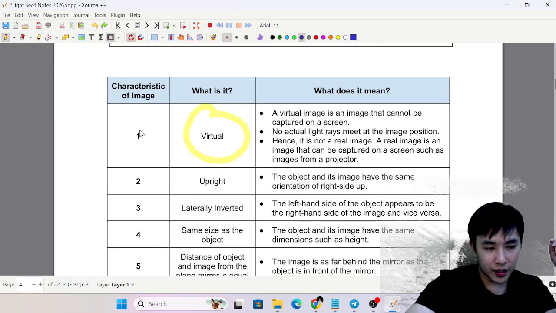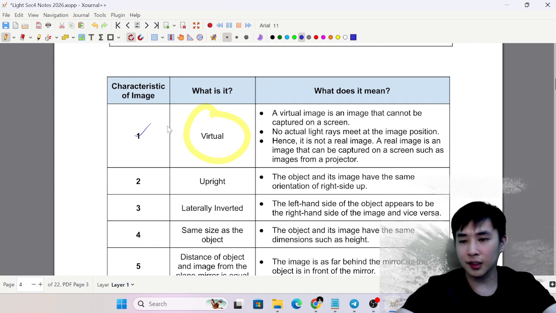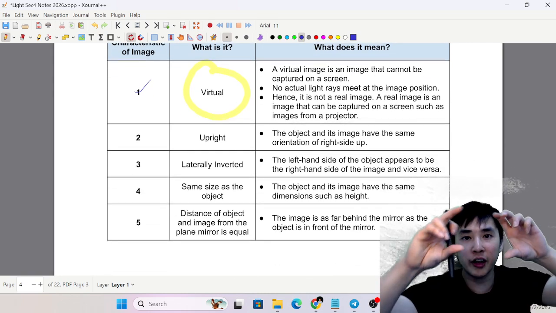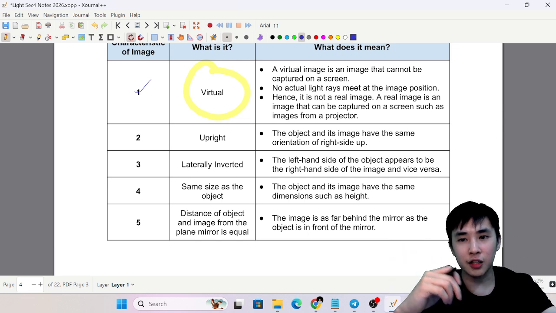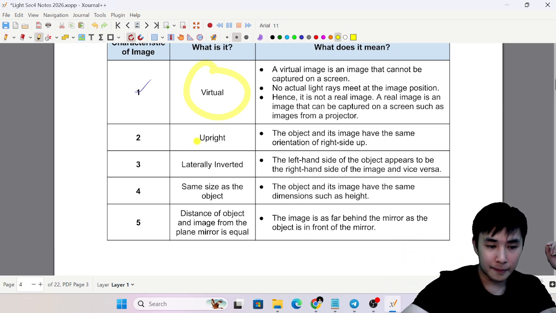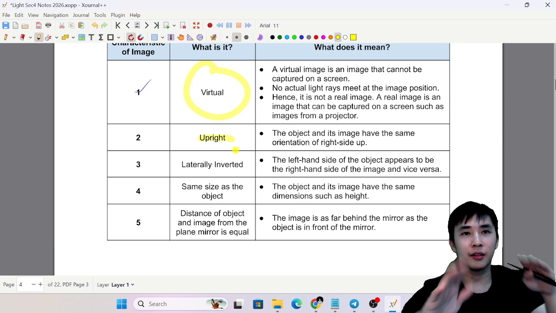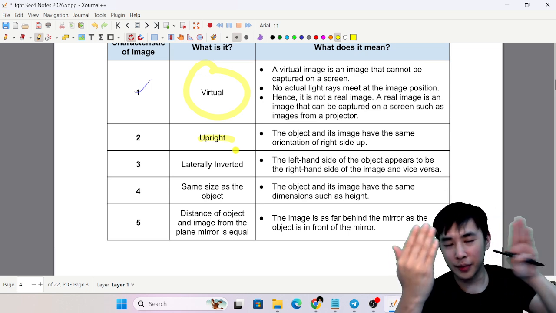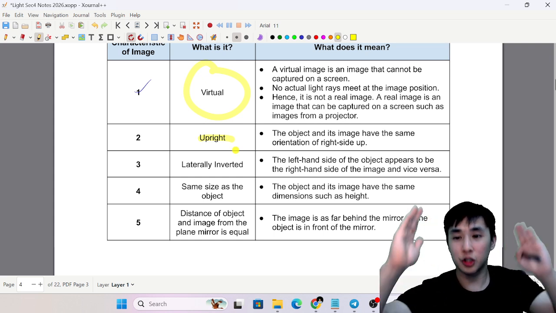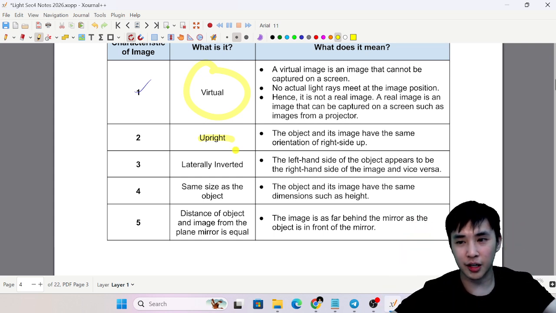Then you also have a couple of other things to care about. The next thing to care about is the orientation of the image. We also mentioned that the image is upright. So when you go and brush your teeth, standing up straight, and you take a look at your mirror image, it's also standing up straight. So all your plane mirror images are also upright.